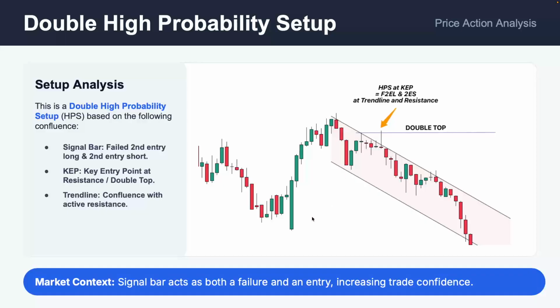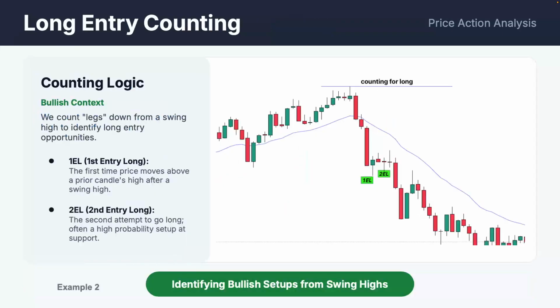I will cover some examples in the next few slides, and then we will talk about why this type of double high probability setup works and how you can identify it. I will cover it later. Let's go to another example.